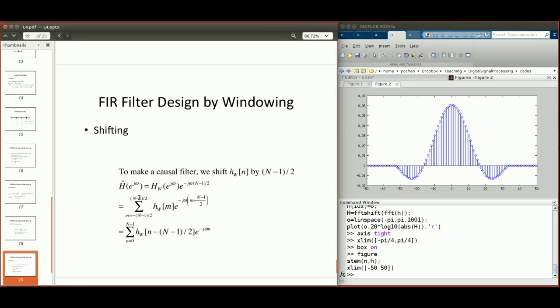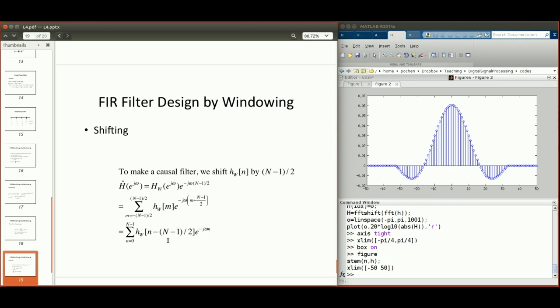And now all we have to do is a change of variable. We just replace this m plus big N subtract 1 divided by 2 with another variable called n. So here it becomes e to the minus j omega n, and HWM has to be replaced with n subtract big N subtract 1 divided by 2. The range of the summation can now be changed back so that n goes from 0 to big N subtract 1.